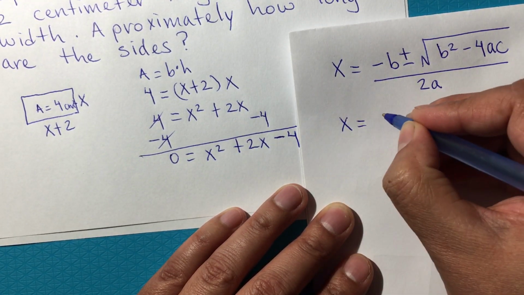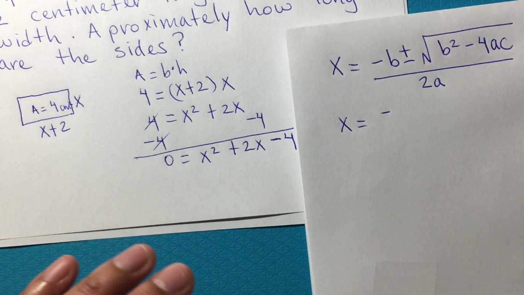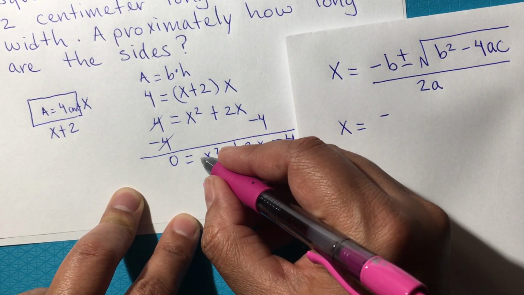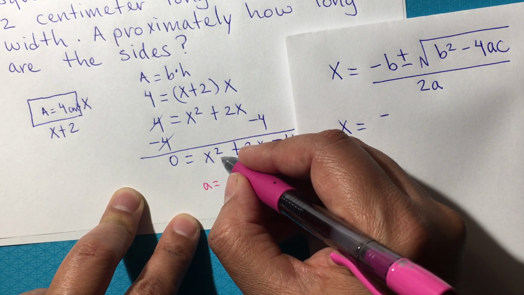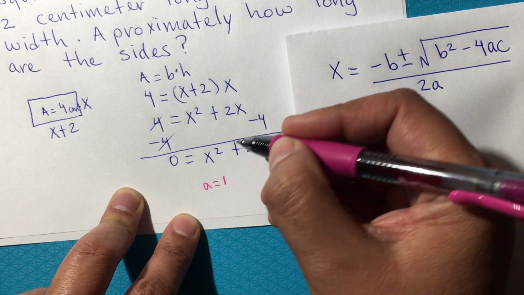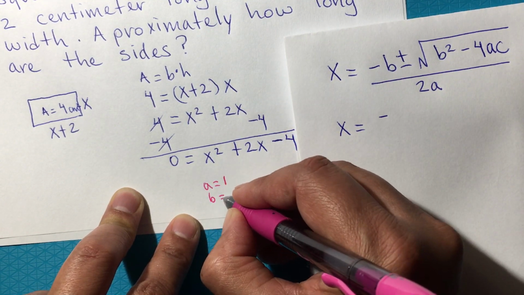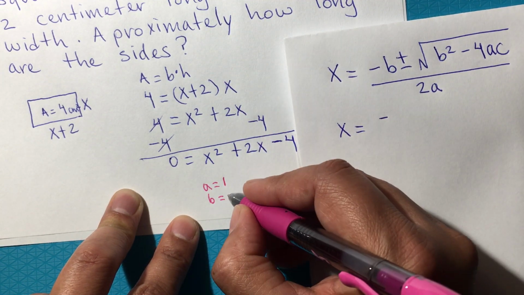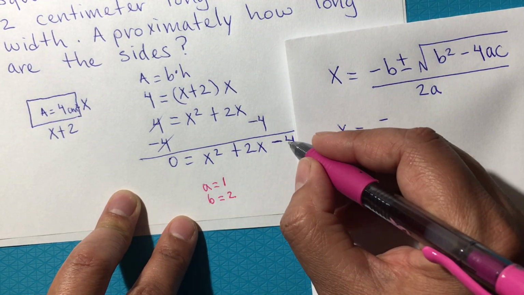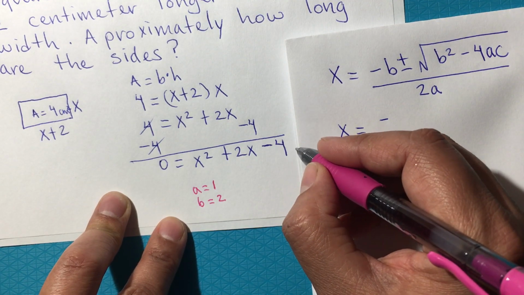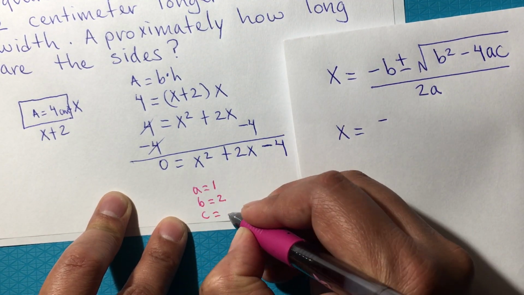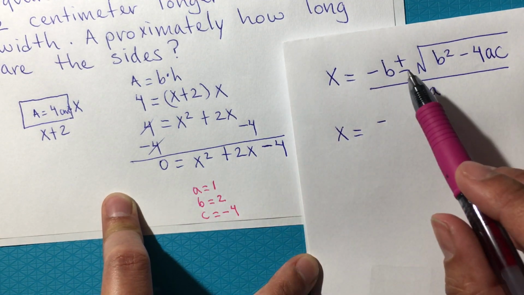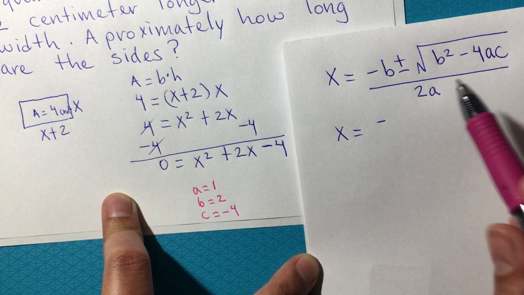And so x is equal to negative. Now, before we do that, let's label what is a. A is the coefficient of x squared. If there is no coefficient, that means that a is 1. B is always the coefficient of x. That means that in this case it is 2. And C will never have a variable, so C is negative 4. So now we're going to substitute A, B, and C into each one of these.